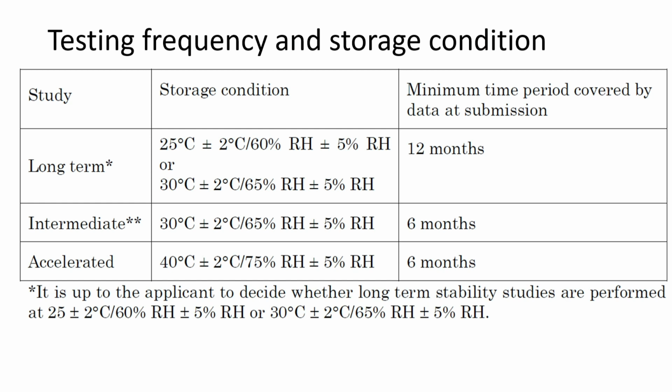Now intermediate. If you see the long term, they have mentioned 30-65, intermediate also they have mentioned 30-65. So what will be the difference? If the long term condition you are doing is 30-65, then intermediate is not required. Intermediate has to be done for 6 months, and the accelerated condition 40-75, that is called the stress study, is for 6 months.